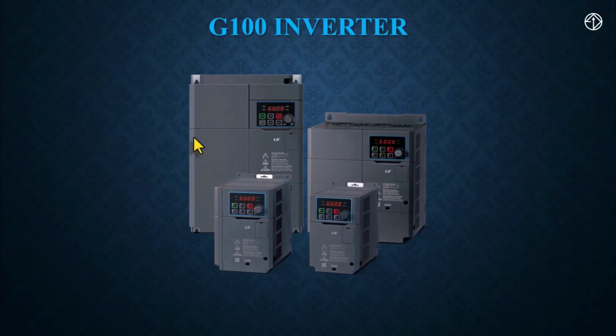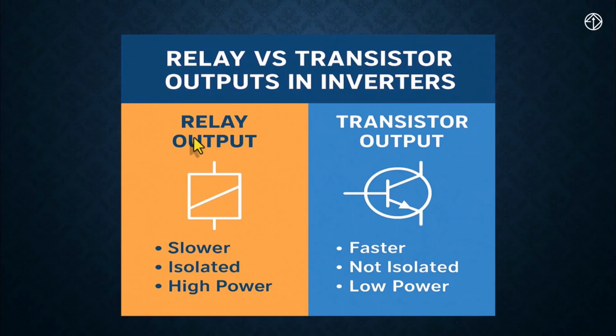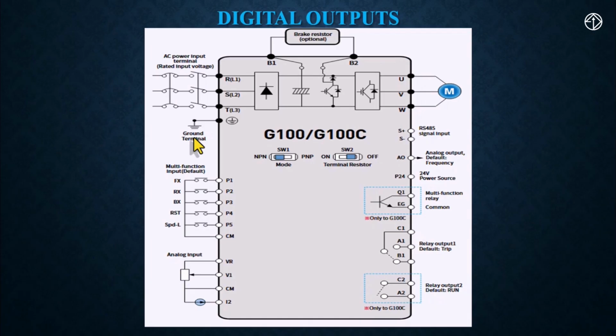In this instructional video, we intend to learn about the digital outputs of the G100 inverter, such as relay outputs and transistor outputs of the G100 inverter from the LS brand. As you can see in this diagram, it has two types of digital outputs, relay and transistor. In the standard G100 inverter models, there are only two relay outputs and no transistor output. However, in the G100 compact type or G100C, the inverter has both relay and transistor outputs, which are shown here with the Q1 and EG terminals.